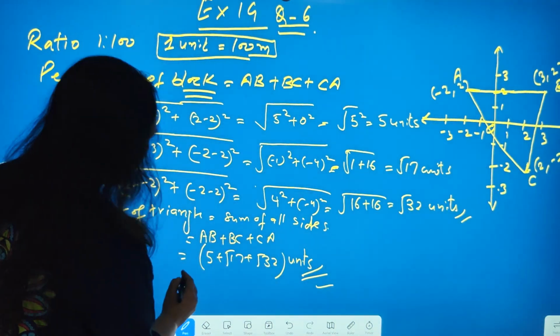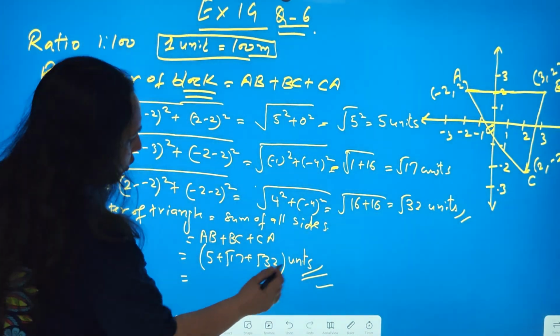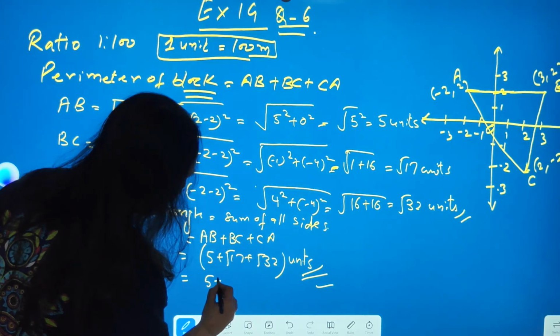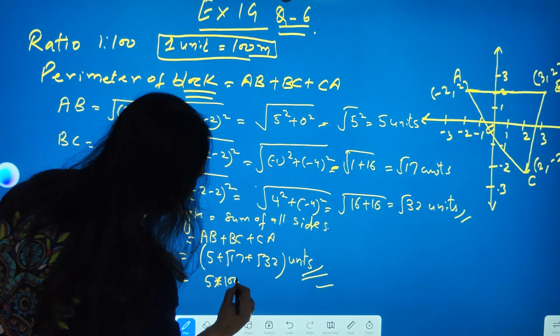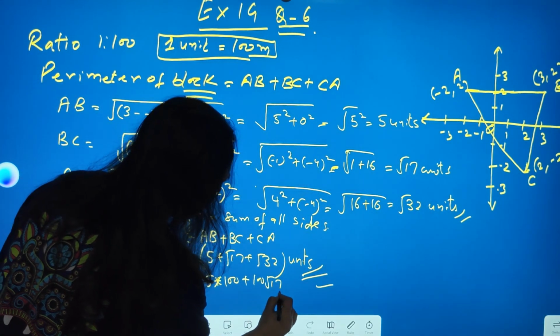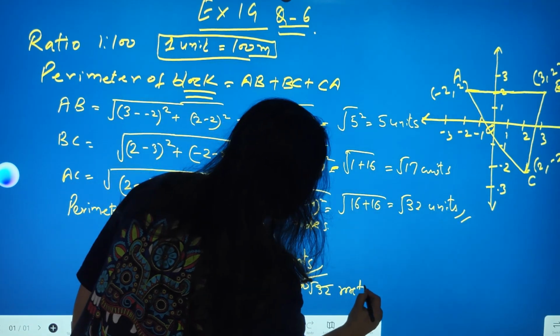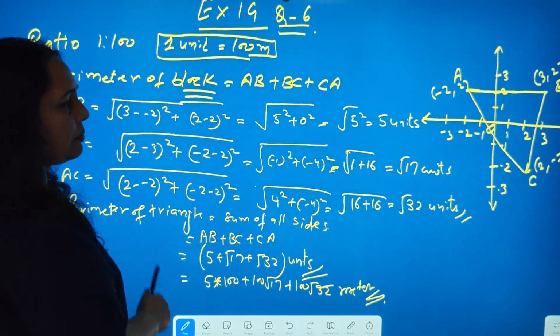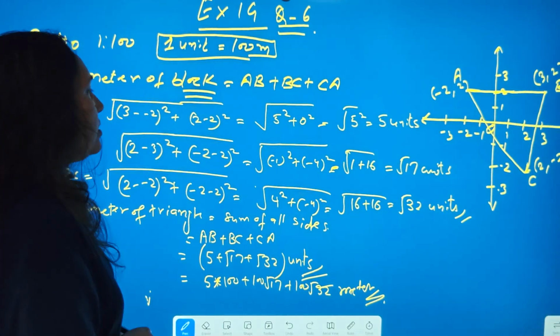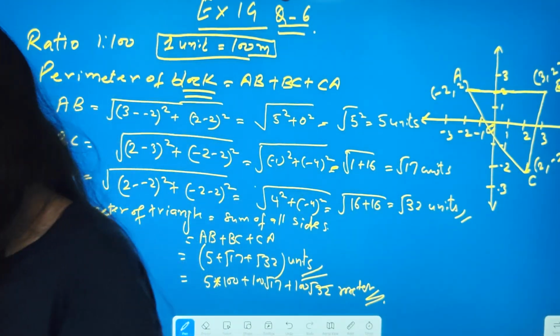And if you want to convert into meters, just multiply the whole value by 100. So 5 multiplied by 100 plus 100 times root 17 plus 100 times root 32 meters. This is the answer at the end, right? If you want to simplify it further, you can simplify it, right?